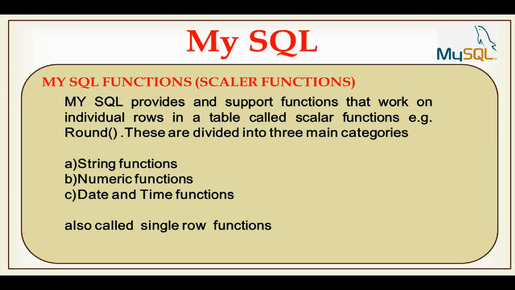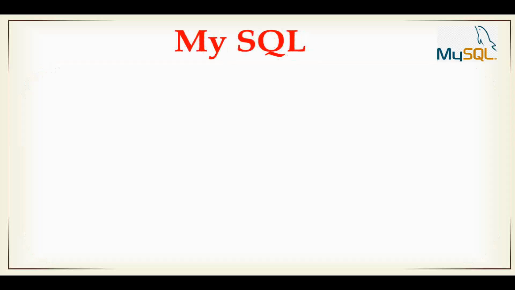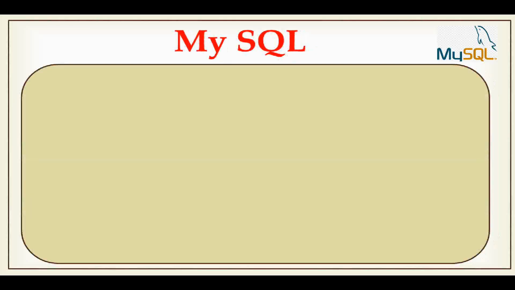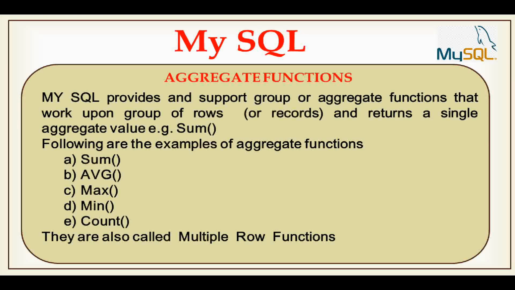Such functions were only working on these tables, and they are giving their values for the individual rows. So that is why such functions were called single row functions. But now in this class 12th we are moving to another category or group of functions, which are called aggregate functions or group functions. They work upon a group of rows or records and return a single aggregate value for that entire function.